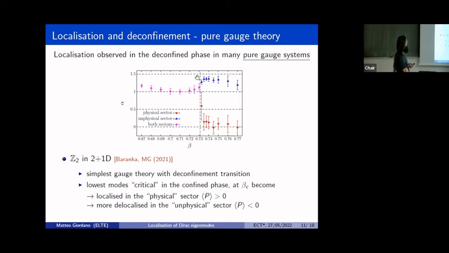And as you get to the critical point, in the physical sector, the +1 Polyakov loop sector, they become localized. Instead, in the other sector, they become even more delocalized. This is also something that you can understand in the Sea Island picture, but then again, there is not enough time to discuss all the details. Well, if it happens in the simplest system, you can expect that it happens in all the systems. But I've been discussing only pure gauge systems here.